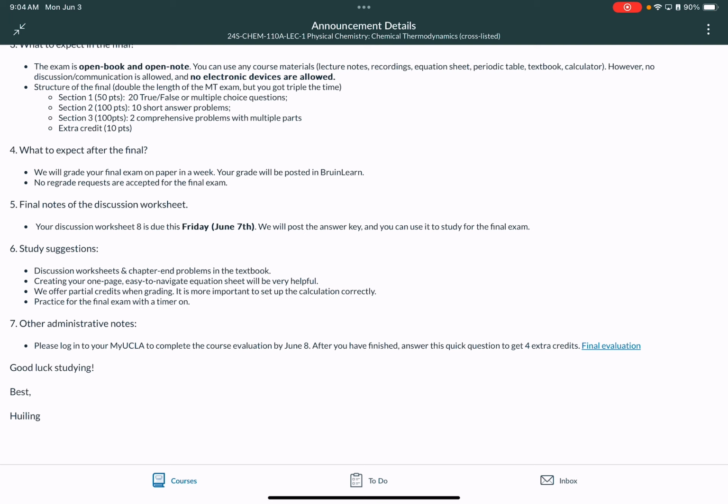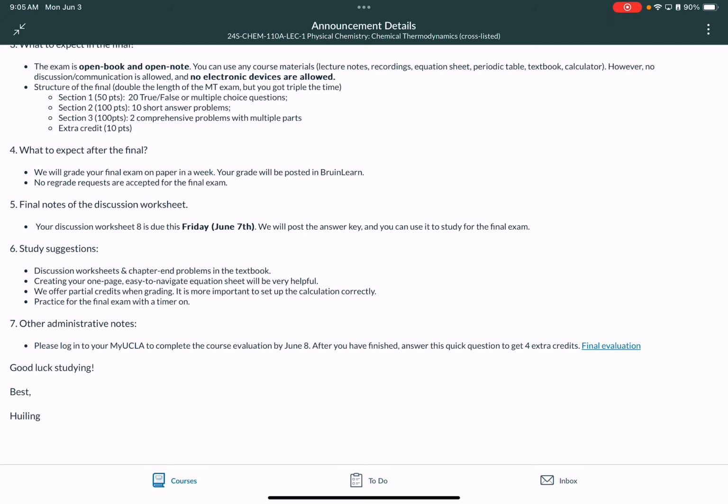I have also posted an extra credit item. Once you finish the evaluation, click on the link and say yes, to get the full extra credit. Okay, so that's all the plans for the final exam. I'll have more information on Friday, since right now I don't know how much I'm going to cover. But that's our tentative plan for now. Any questions?